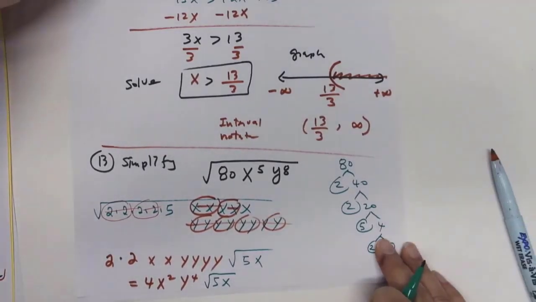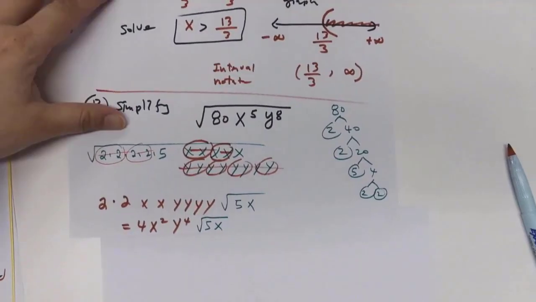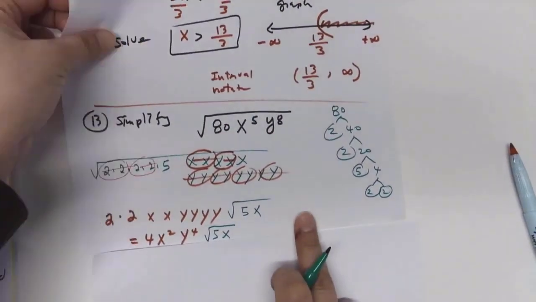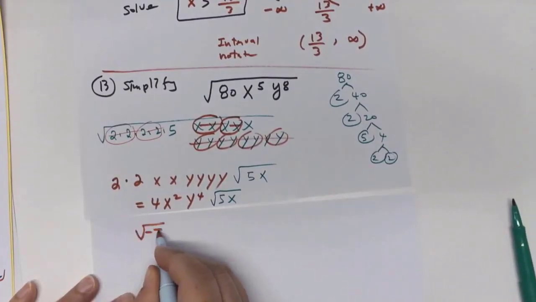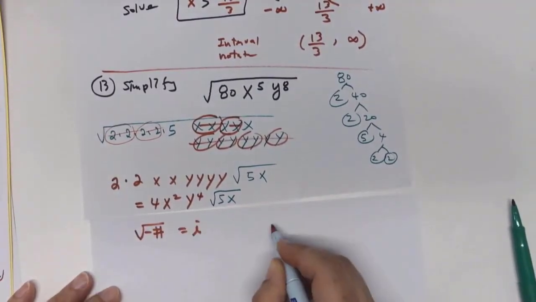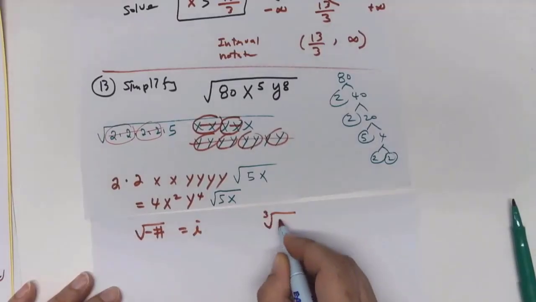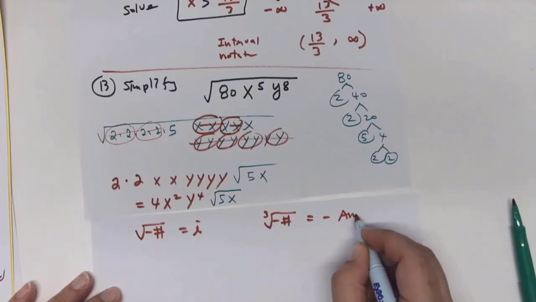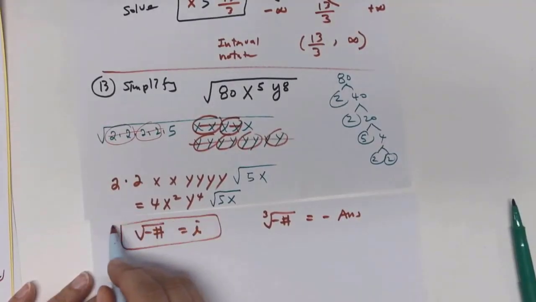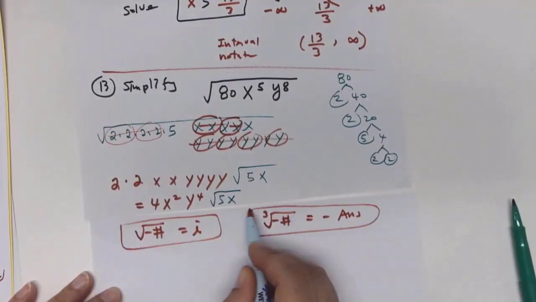Okay, so that's that. And then don't forget, when you have a square root of a negative number, it's going to be i, but if you have a cube root of a negative number, it's going to be a negative answer. Okay, so I'm going to need to use those.